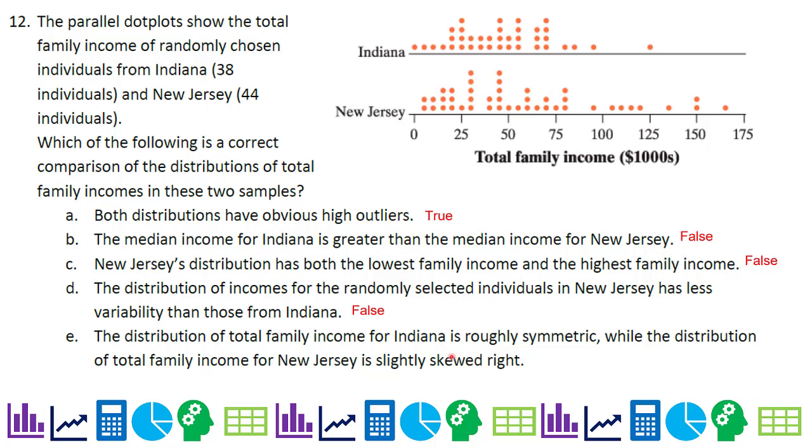The distribution of total family income for Indiana is roughly symmetric, while this is slightly skewed right. First of all, we know our peaks are right here, and I would lean towards a skew right. This outlier is pulling up the average, and these outliers are pulling up the average. So I would say both of them are skewed right and mark that as false. So we were looking for which one is true, and that would be A.